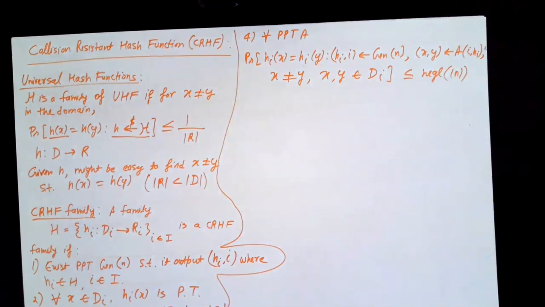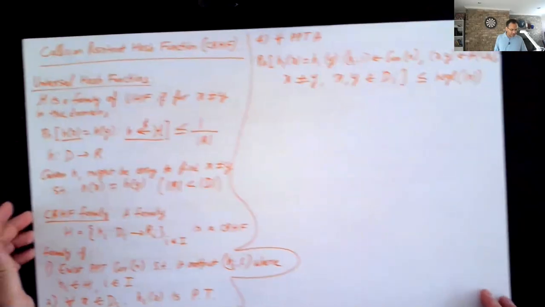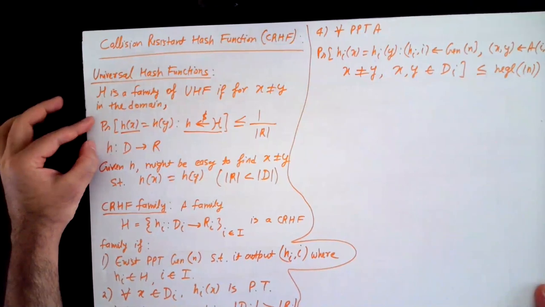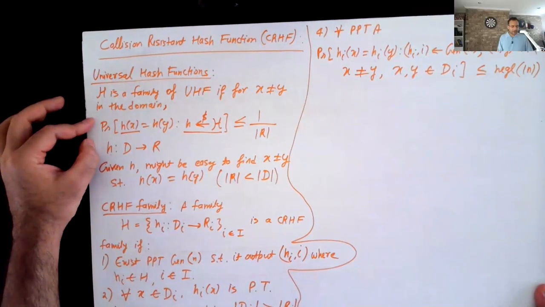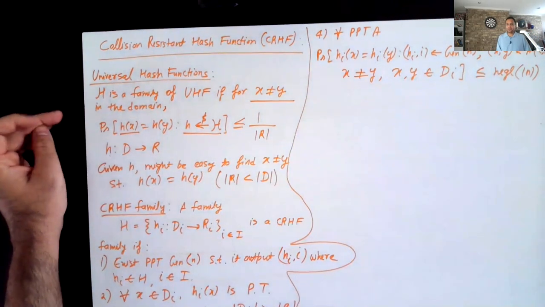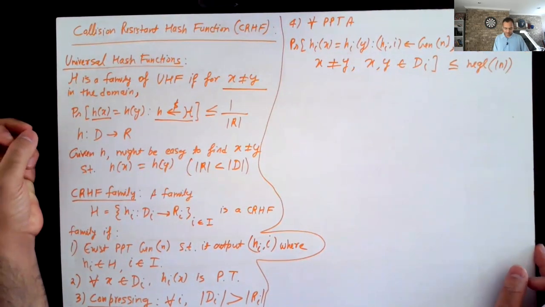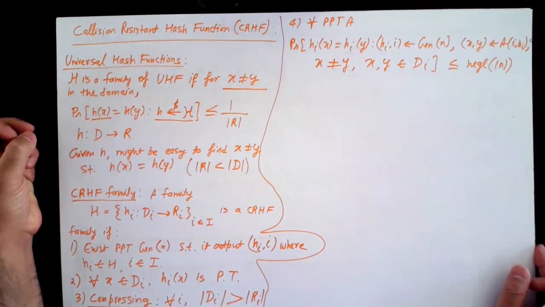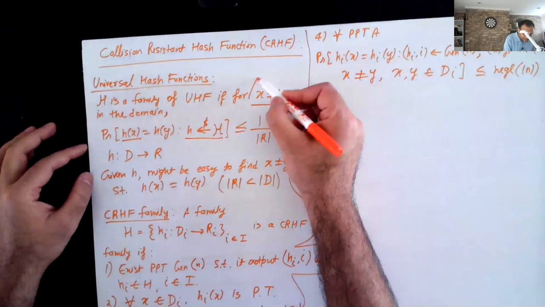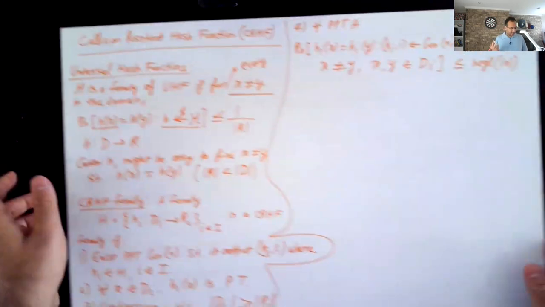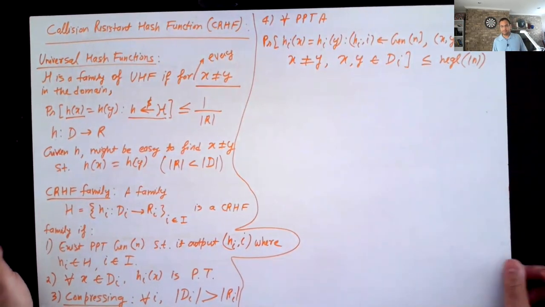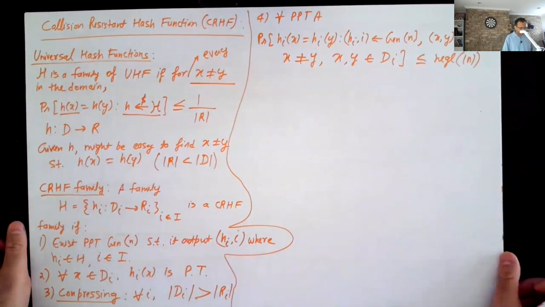Sir, I don't understand one thing. If the adversary is given H_I itself, then how is this definition different from the universal hash function? In the definition of universal hash functions, the adversary is not given H. In fact, you choose X and Y first, and then you choose the hash function. So X and Y don't depend on the hash function. So you pick a fixed pair X comma Y, and then you pick the hash function.